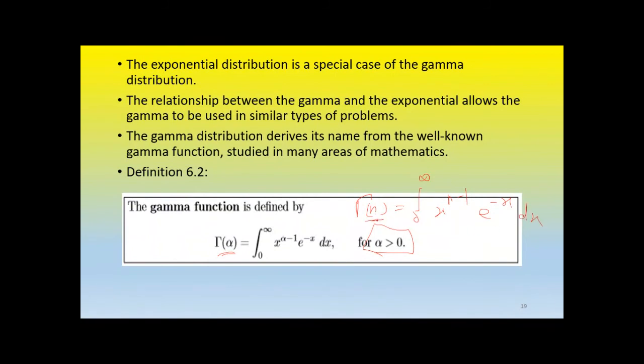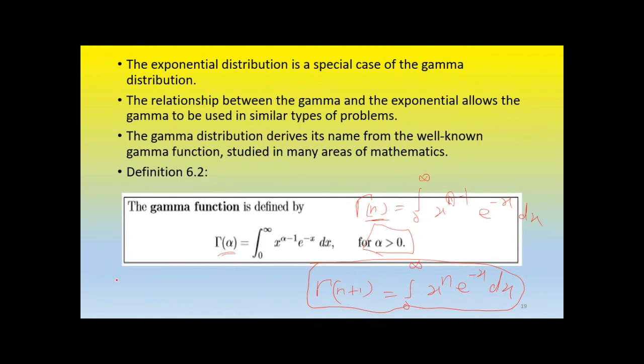The question: can you change it to n plus 1? Gamma of n plus 1, what happens? Integral 0 to infinity, n plus 1 minus 1, it will be x power n e power minus x dx. This is also good. So this integration is called a gamma function. These kinds of integrations can be easily solved if you know the gamma function, without integration.